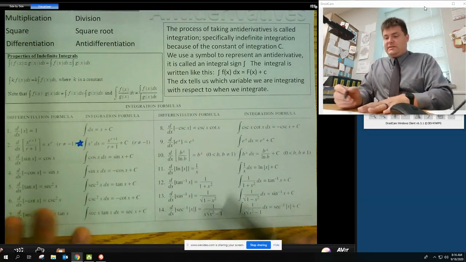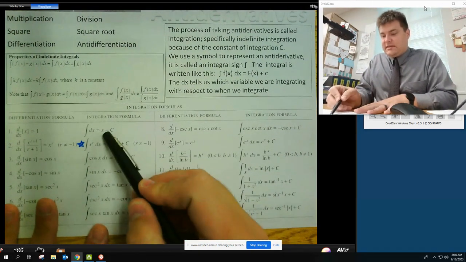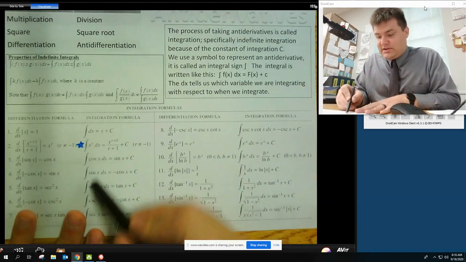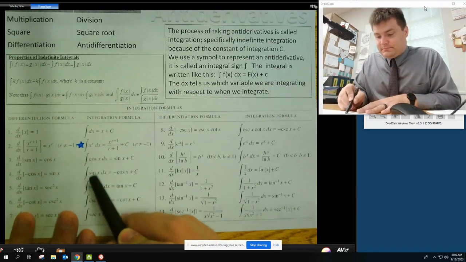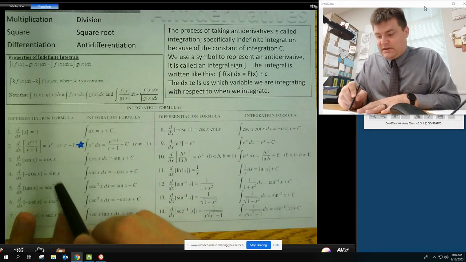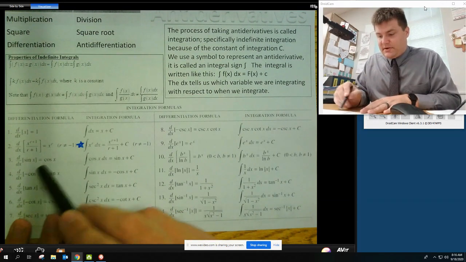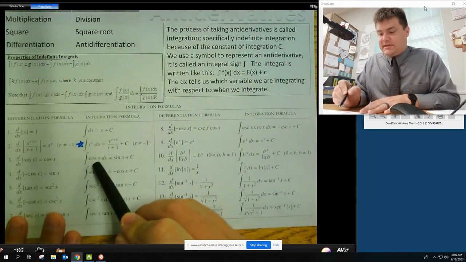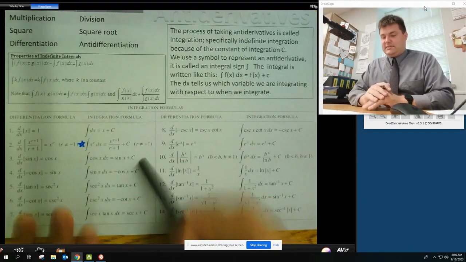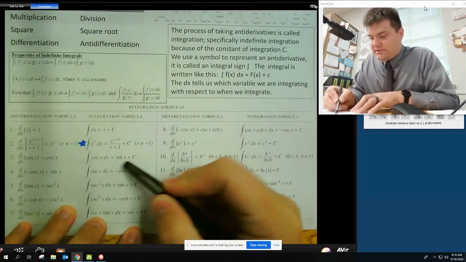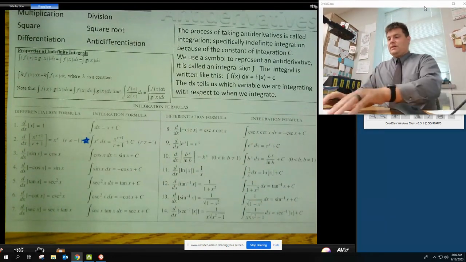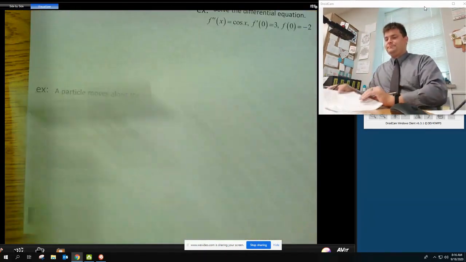The whole idea here is if you take the derivative of the right side, you'll get the original on the left side. For instance, take the derivative of sine, and you get cosine. Take the antiderivative of cosine, and it's going to give you sine plus a constant. Take the derivative of sine plus c, and you're going to get cosine. So let's just get to doing some problems.